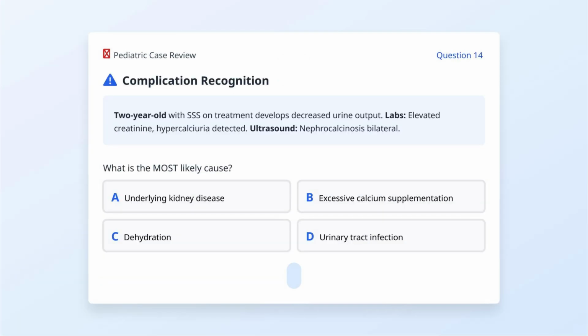A 2-year-old child with Sanjad-Sakati syndrome on treatment develops decreased urine output. Laboratory tests show elevated creatinine and hypercalciuria. Renal ultrasound reveals bilateral nephrocalcinosis. What is the most likely cause? Option A, underlying kidney disease. Option B, excessive calcium supplementation. Option C, dehydration. Option D, urinary tract infection.